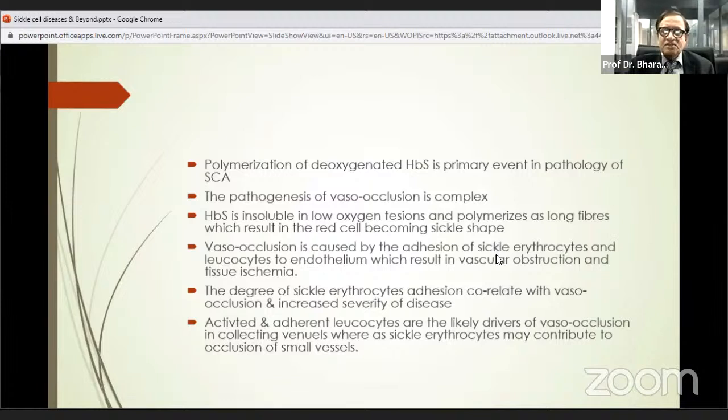And the degree of sickle erythrocyte adhesion correlates with vaso-occlusion and increased severity of the disease. So activated and adherent leukocytes are likely drivers of vaso-occlusion in collecting venules, whereas sickle erythrocytes may contribute to occlusion of small vessels.